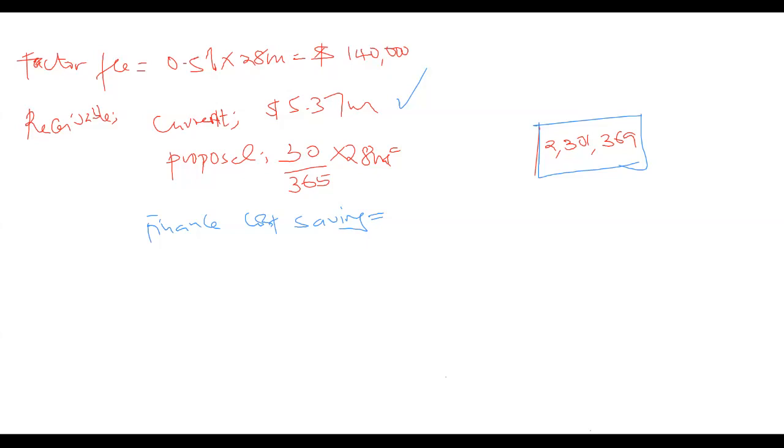Now, you can see that the company investment in the receivable is decreasing from 5.37 million to 2.3 million. So they have a decrease, 5.37 million minus 2,301,369. We multiply by the rate: the bank that finances the company charges a fee of 7% per year. The company pays interest on overdraft at a rate of 7% per year. Then how much interest cost do you save therefore?